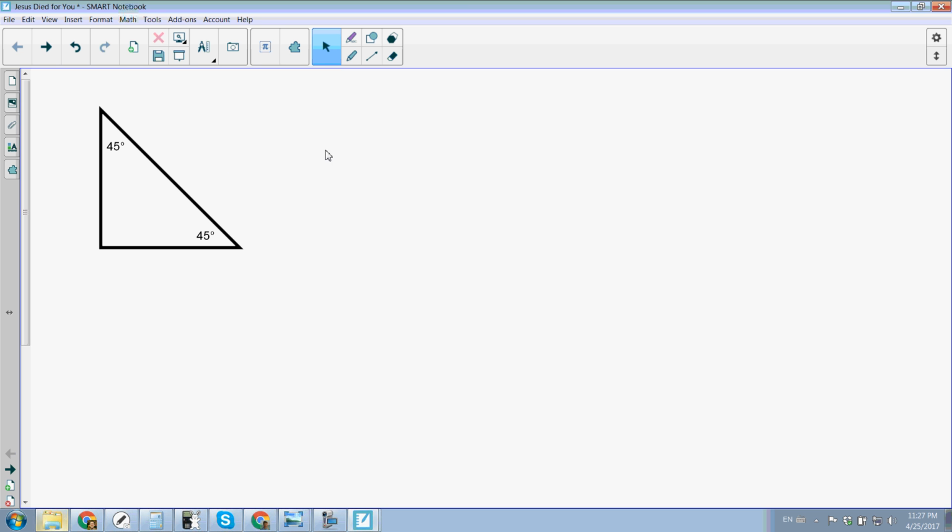Now, we can arbitrarily assign a length to these two sides. I'm just going to use the number 1 because it's easy to deal with. If the length of this leg is 1, then obviously the length of this leg would also be 1.